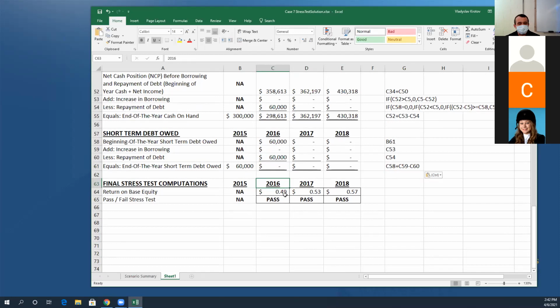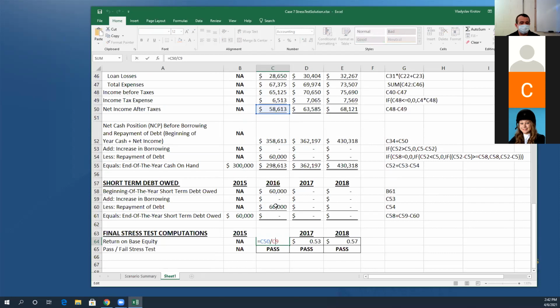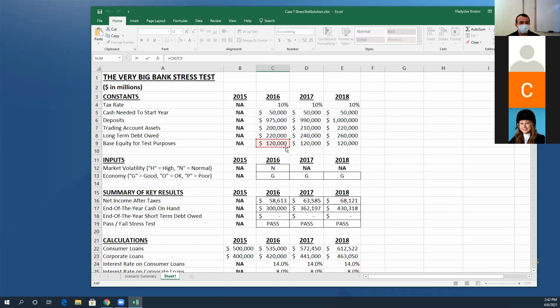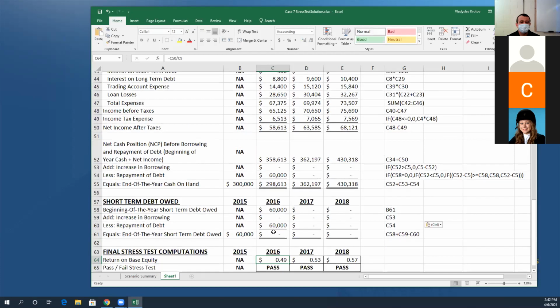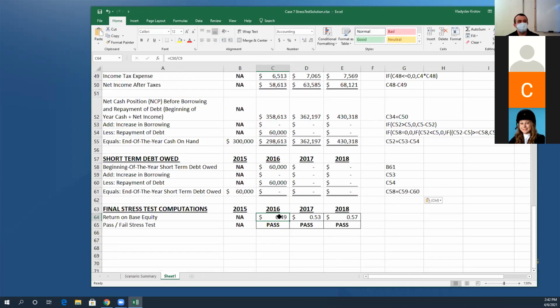And these are the final stress test computations. So the first thing that we will do for all 3 years, we'll calculate return on equity. And return on equity is calculated as follows. You take C50, which is your net income after tax, and you divide it by base equity, which is C9. It's a constant, okay? By the way, return on equity shows you how profitable of a business you are, right? So here it shows that on every dollar of equity, you're making 49 cents in profit. That's what we mean by return on equity. Last time we said that equity is how much shareholders invested, how much they own in that particular business, okay?